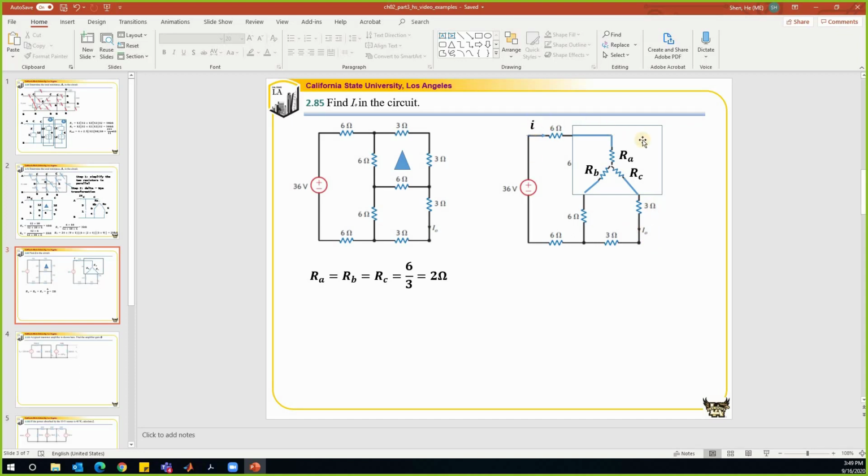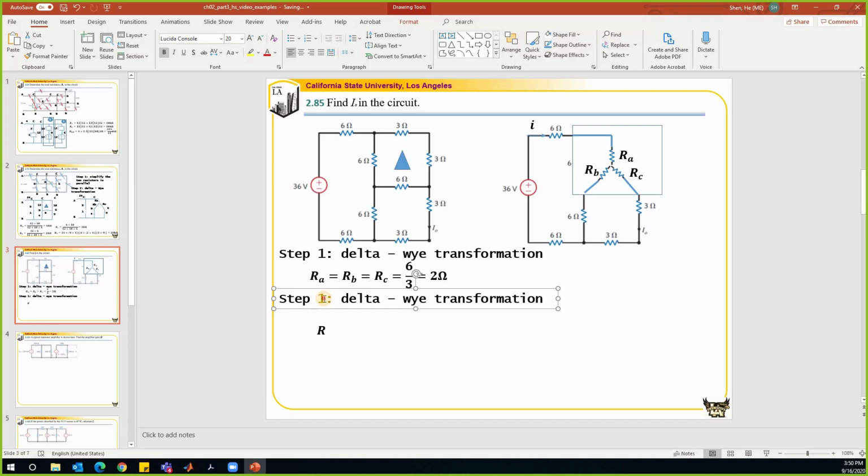To find the total current, I need the total resistance, so that I can use Ohm's law to find the total current. Because I already know the voltage, that is 36 volts. And if I know the total resistance, I will be able to find the current, right? And in step 2, we're going to find the total resistance and the current.